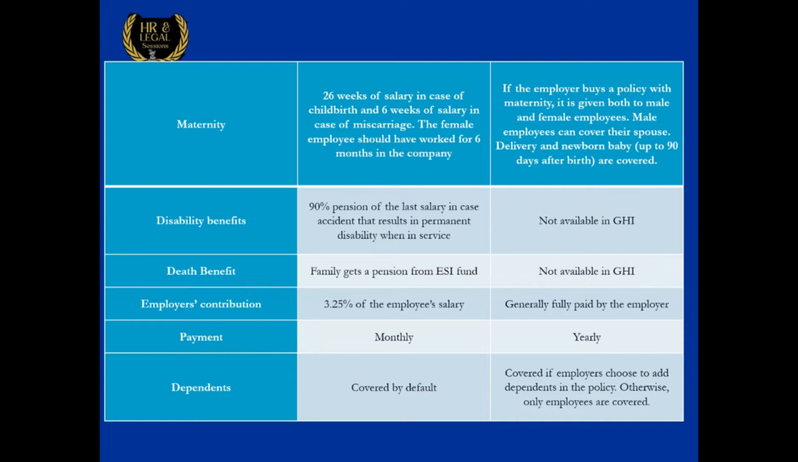The payment has to be made on a monthly basis in the ESI, but in the personal accident policy we have to pay at the year's beginning itself, or wherever the renewal comes. And the dependents are covered by default in the ESI, while in the personal accident policy they are covered only if the employer chooses to add the dependents in the policy. Only those people will be covered.